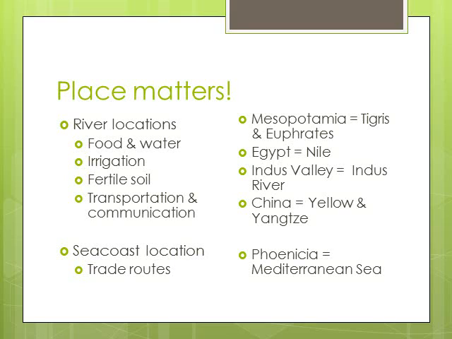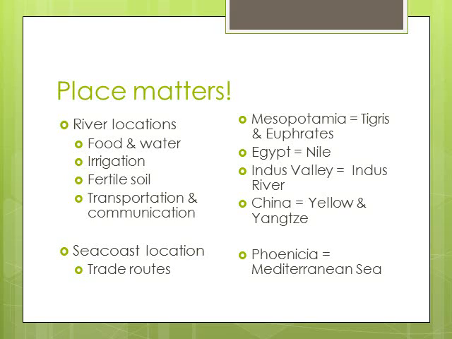In Egypt, the river is the Nile. The Indus Valley civilization is actually named for its river, the Indus River. And in China, we're talking about the Yellow and Yangtze rivers. And if you're looking at your maps, your map of Mesopotamia and Egypt, as well as your map of India and China, you ought to be able to see and locate all of these places.